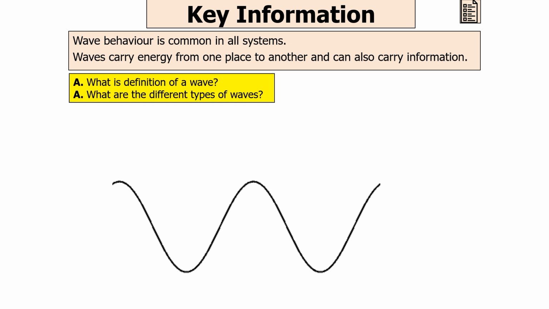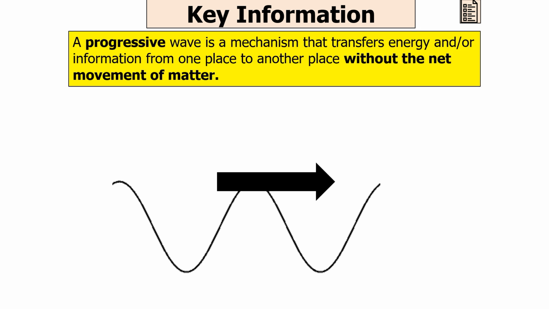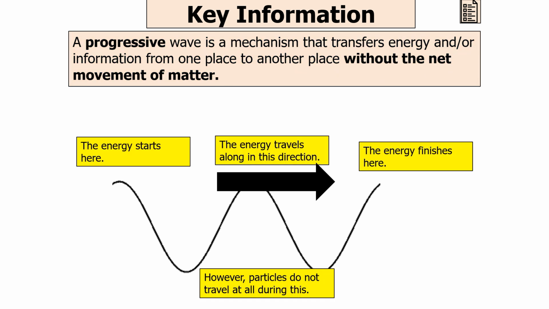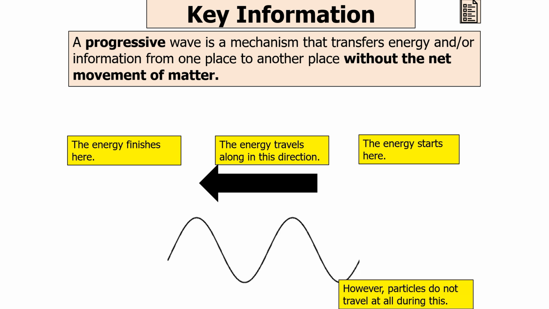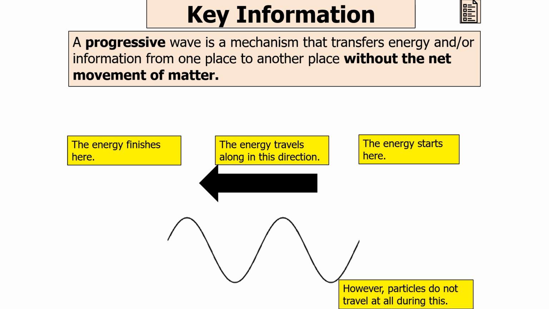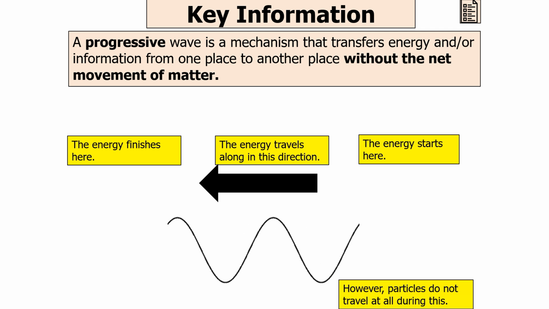But what is the definition of a wave and what are the different types of waves? A progressive wave is a mechanism that transfers energy and/or information from one place to another without the net movement of matter. So for example, the energy can start at one place, travel along in a direction and finish at another place, but the particles do not travel at all during this. You can see in this particular animation with the wave actually moving, how the energy is transferring but the particles are not.